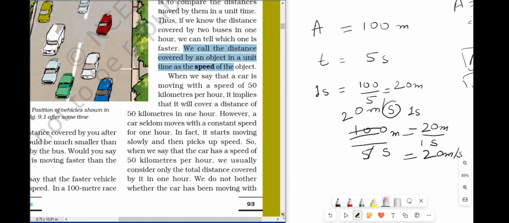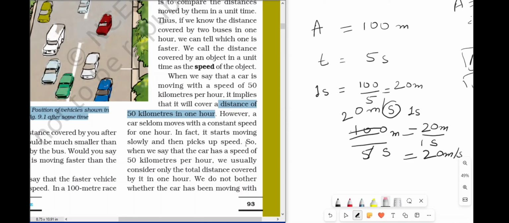When we say that a car is moving with a speed of 50 kilometers per hour, it implies that it will cover a distance of 50 kilometers in 1 hour. So I've explained this. If a car is moving with 50 kilometers per hour, here per hour means 50 kilometers in 1 hour. So what does it imply? That the distance covered will be 50 kilometers in 1 hour. However, a car seldom moves with a constant speed for 1 hour. In fact, it starts moving slowly and then picks up the speed.